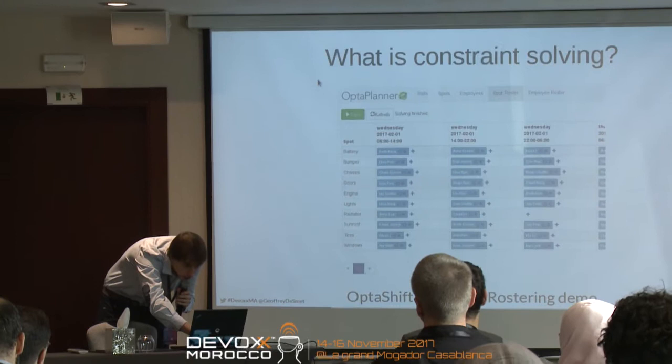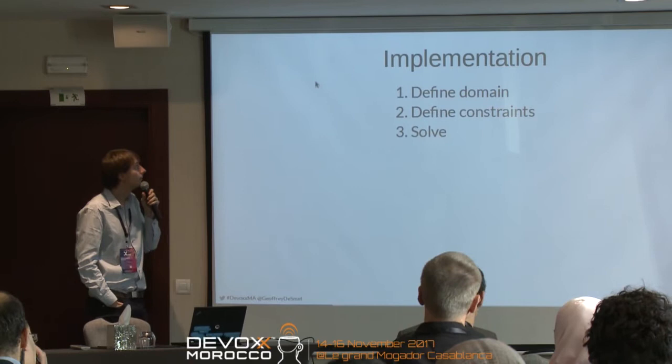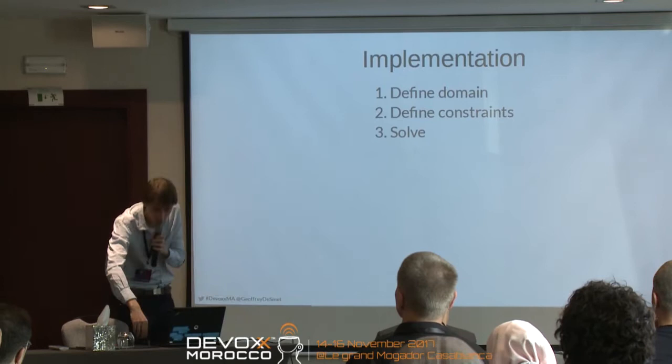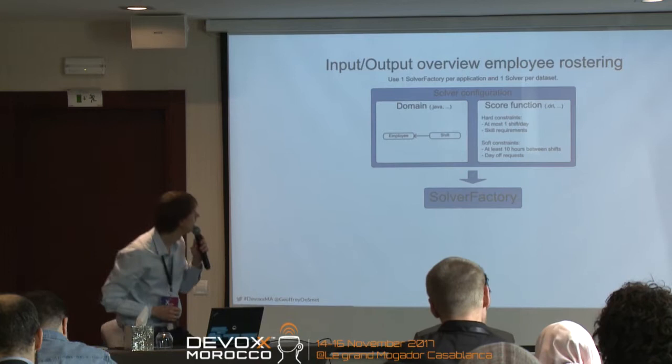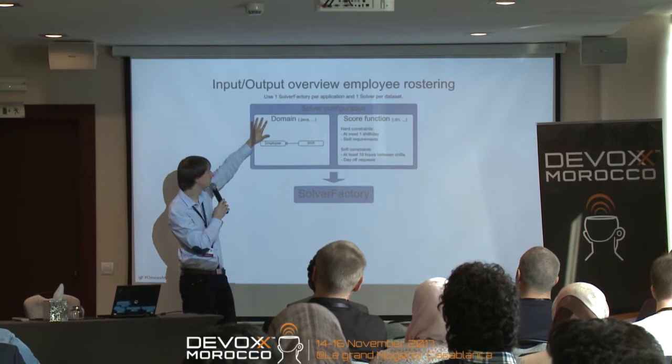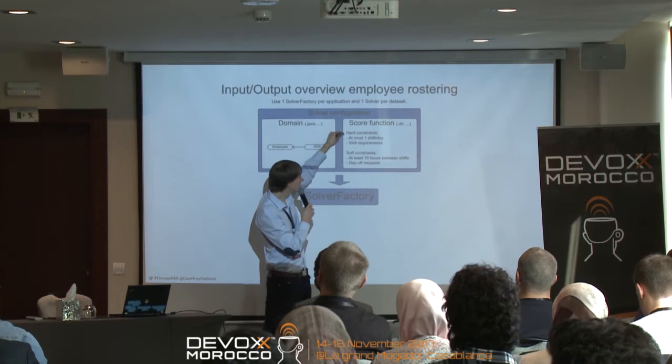Let's jump back. Okay, so how do we implement this? Let's say we want to implement this in plain old Java. The first thing we have to do is define the domain. Second, we need to define the constraints, and then we need to solve it, of course. We define the domain in plain old Java, so an employee and a shift, for example. You might have an employee assigned to a contract, so it might be a very rich domain of Java classes. Then we define the score function, like at most one shift per day, and the day off request when somebody doesn't want to work, to take this into account.